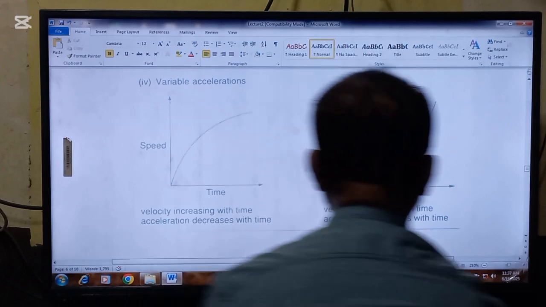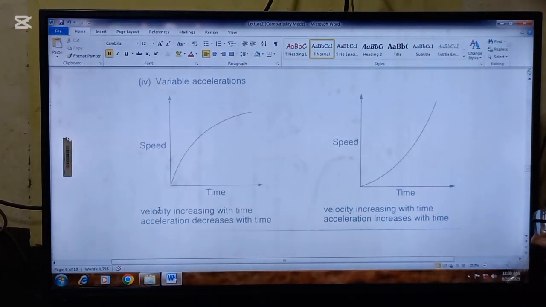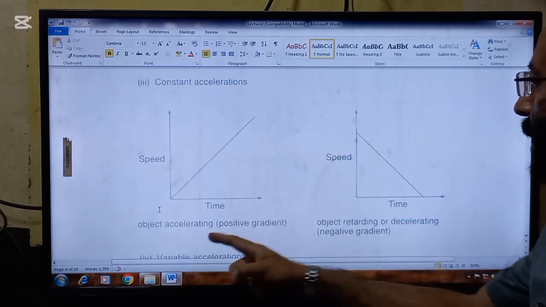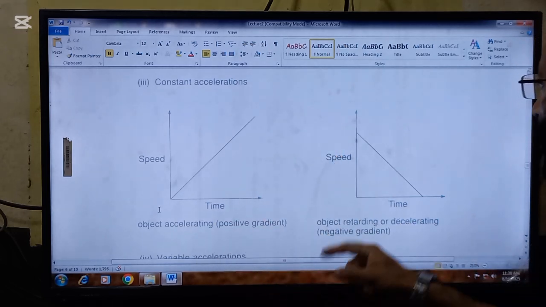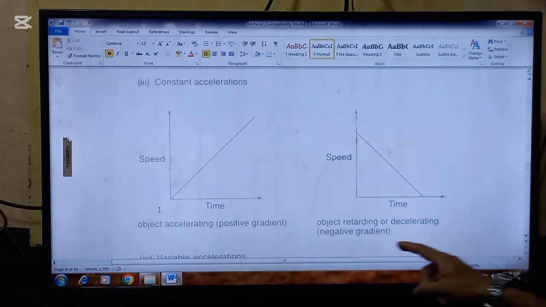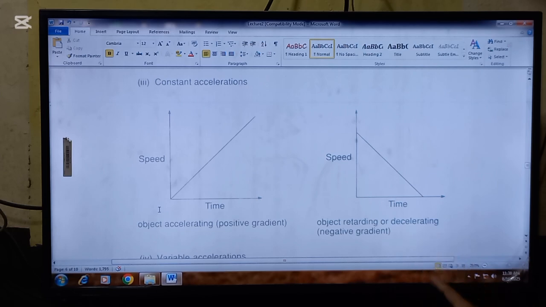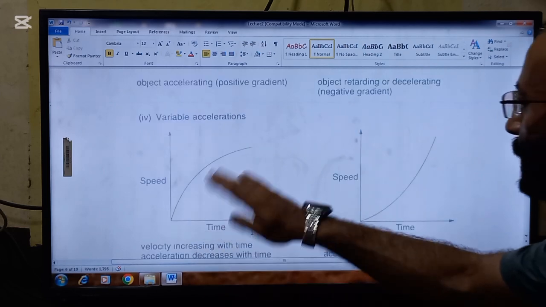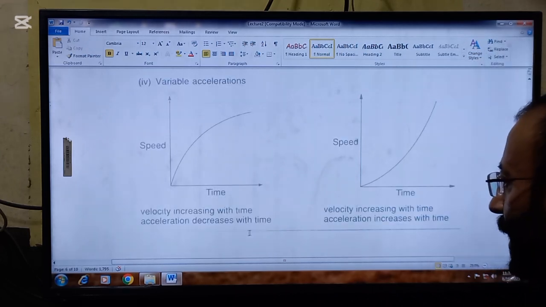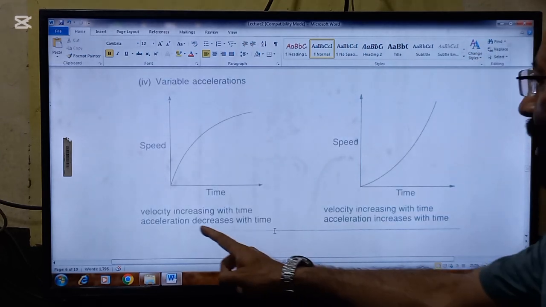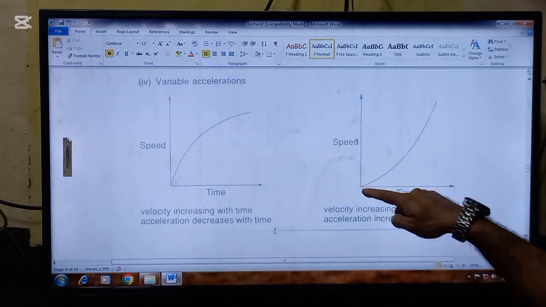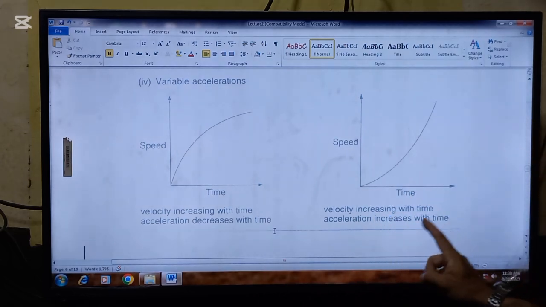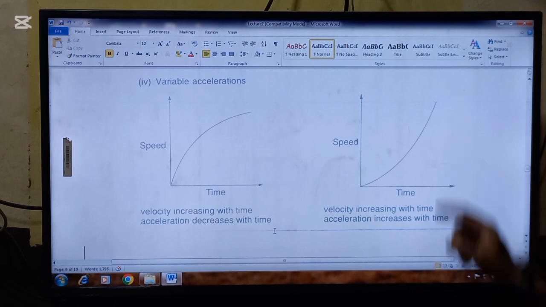Here are some kinds of graphs. If the graph is of this form, the object is accelerating. If the graph is of this form, the object is retarding or decelerating. If the graph is of this one, velocity increases with time but acceleration decreases. If the graph is of this form, velocity is increasing with time and acceleration is also increasing with time.